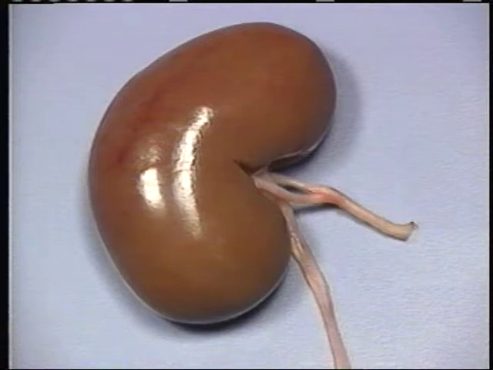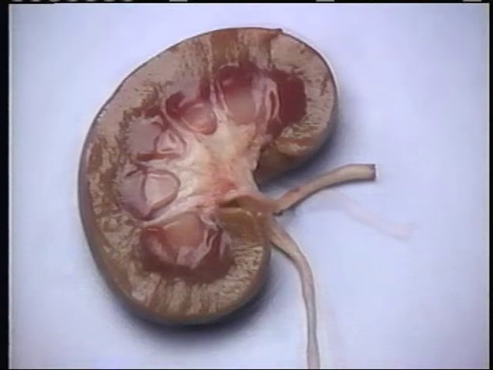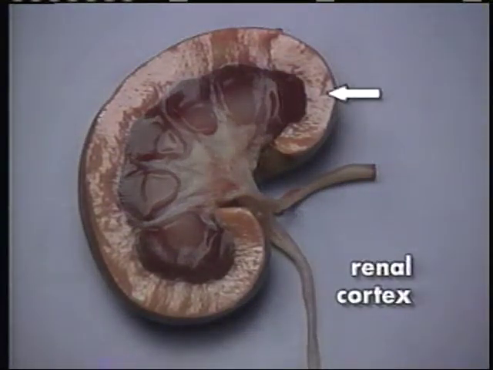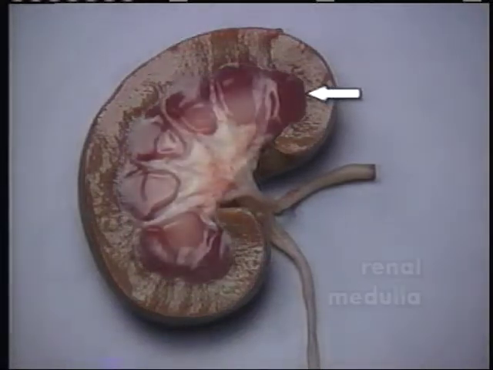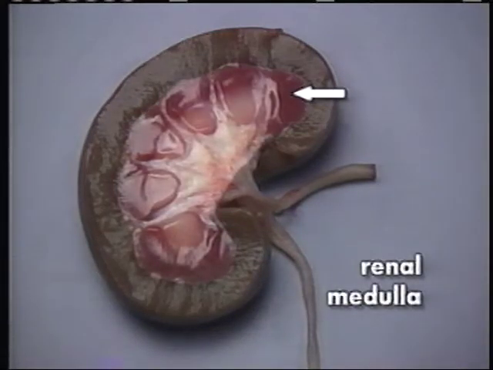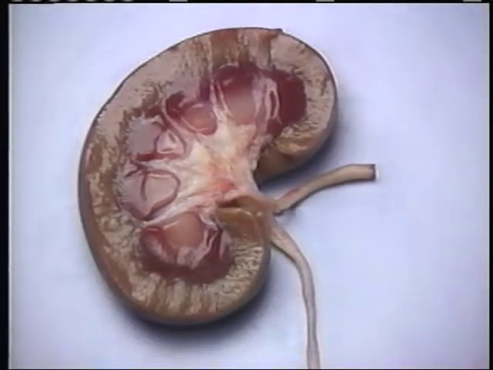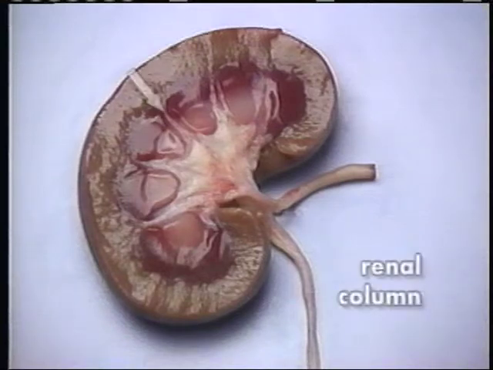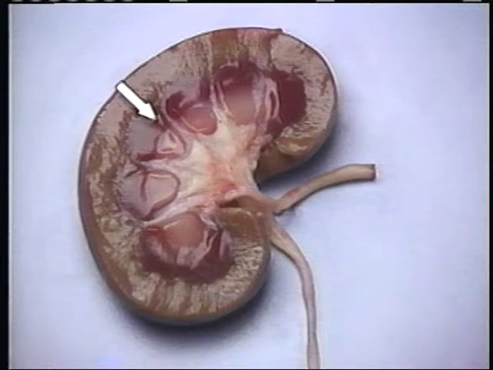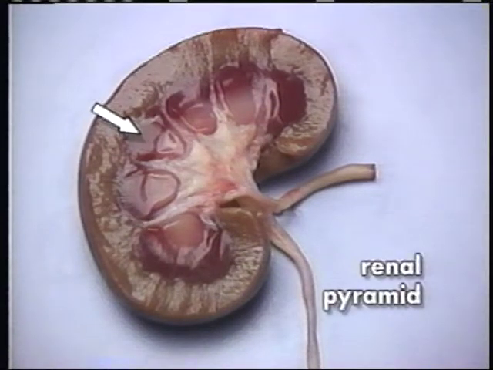Using a sheep kidney, which has been sectioned in a coronal plane, we can review its internal anatomy. The outer portion of the kidney is the renal cortex, which surrounds the inner renal medulla. Invaginations of the cortex into the medulla are the renal columns. These columns separate the medulla into several cone-shaped structures called pyramids.